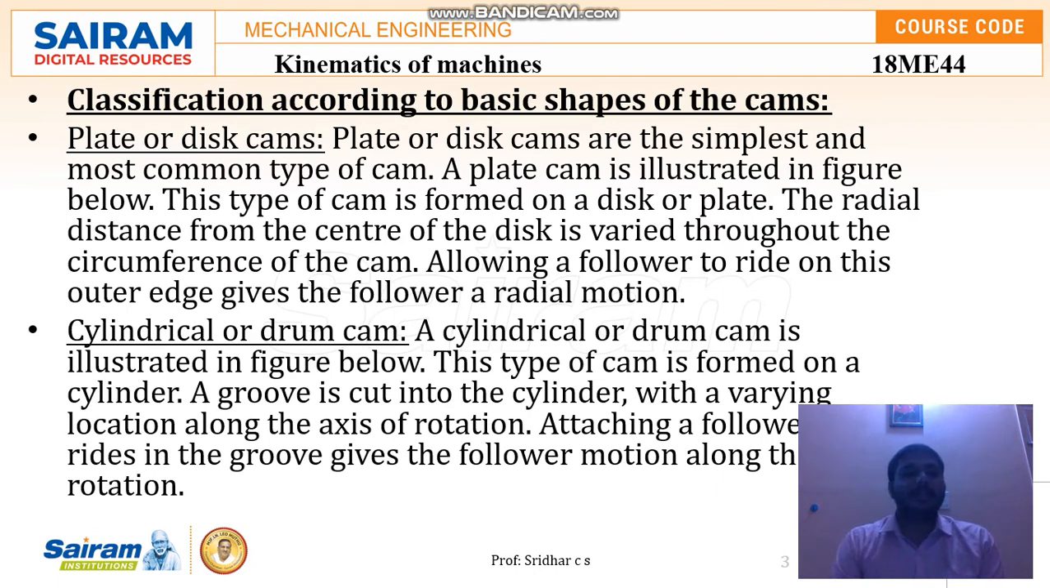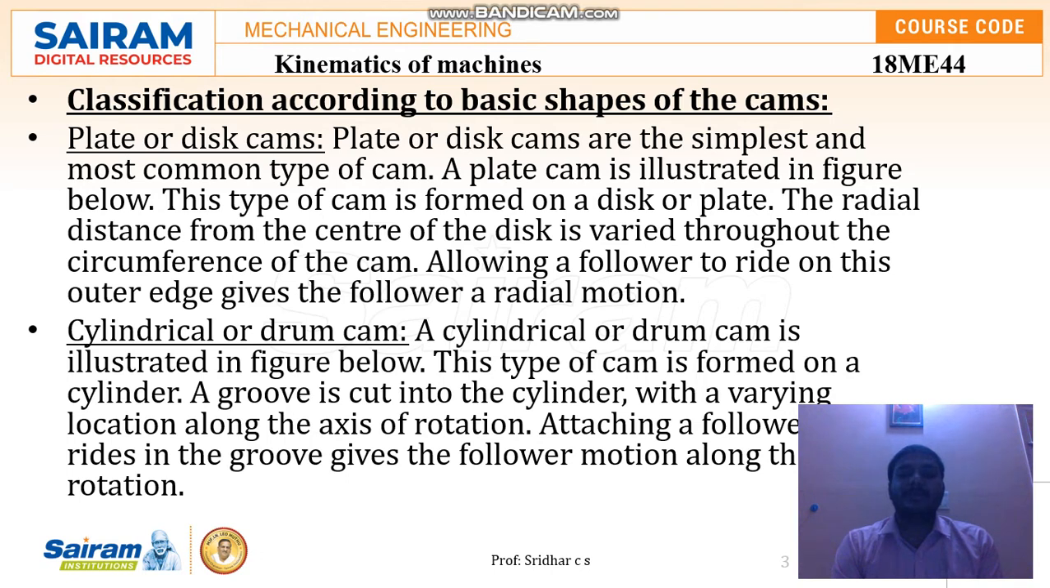According to the classification of the basic shapes of the cam, the first one is a plate or disc cam, the next one is cylindrical, and the other is a linear cam. Based on these important shapes, the motion will be transferred from one form to the other. Plate or disc cams are the simplest and most common type of cam. They are simplest in construction and most widely used in applications. A plate cam is as shown in the figure.